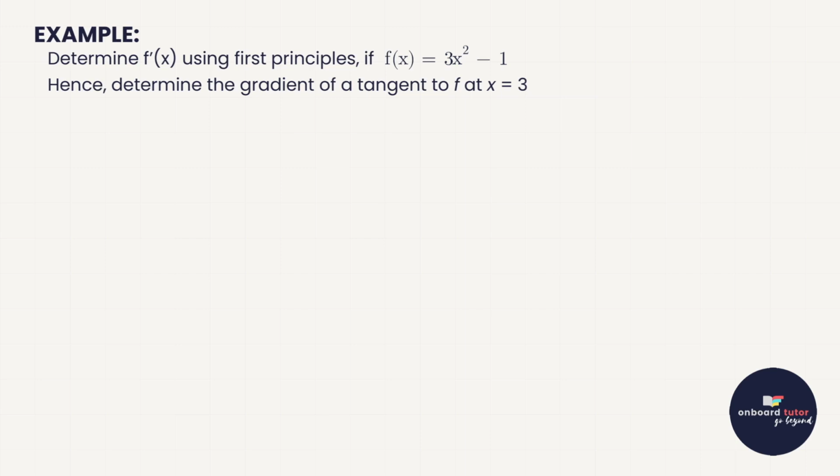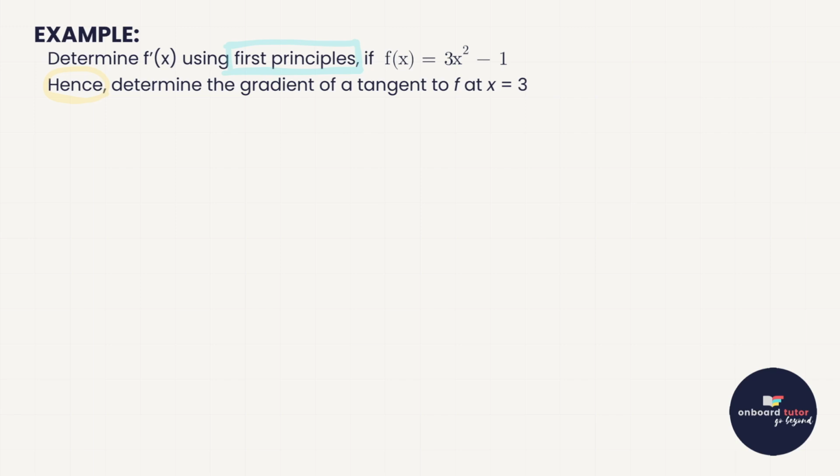Here they're saying to us, determine f prime of x, the derivative, using first principles. If the question says using first principles, you don't get any marks if you use any other method, so make sure you read your question. They give us f of x is equal to 3x squared minus 1. Then there's a part B. Hence is always our clue to think about what we just proved: hence determine the gradient of a tangent to f at x equals 3.